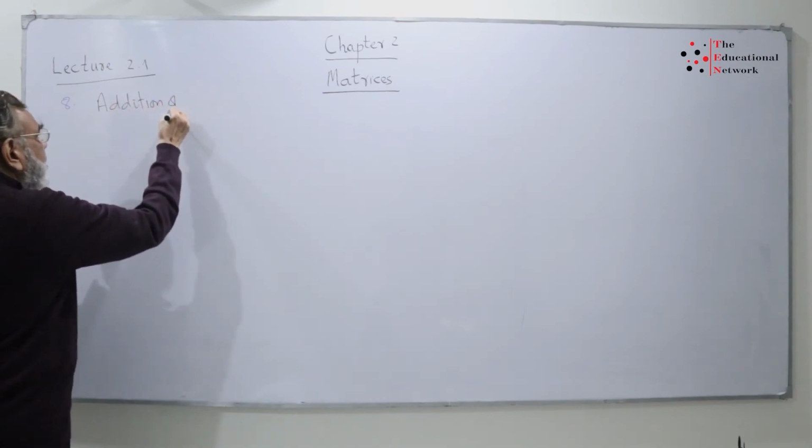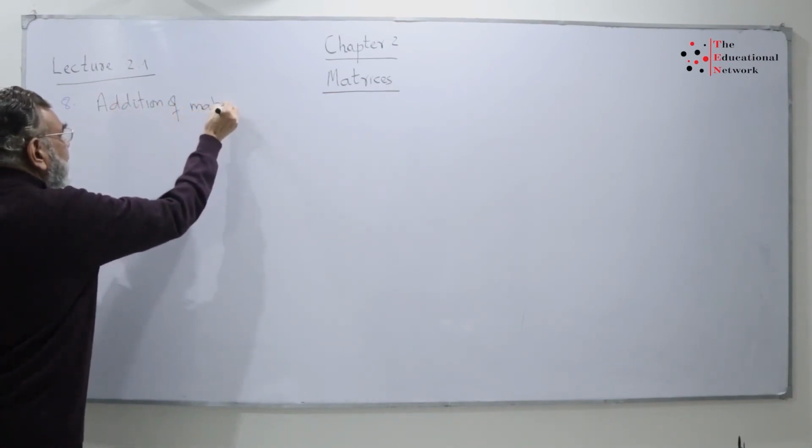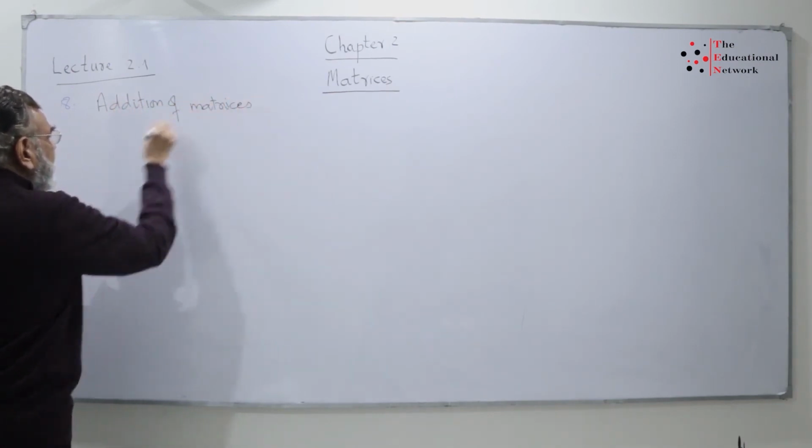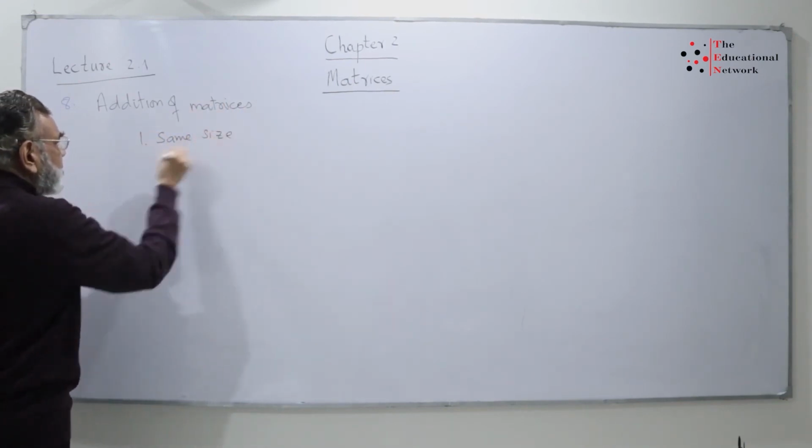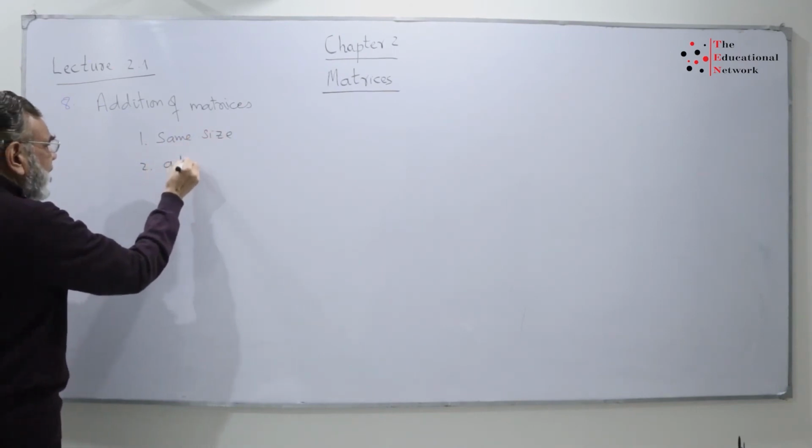Addition of matrices. Number one, same size. Number two, we add entry wise.